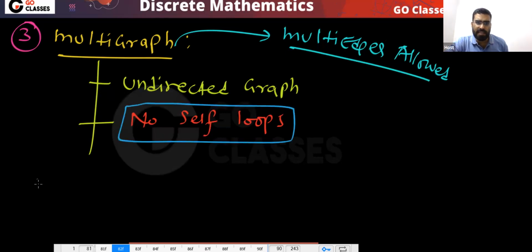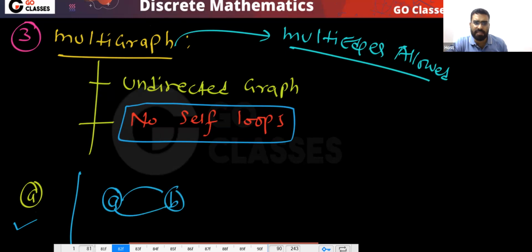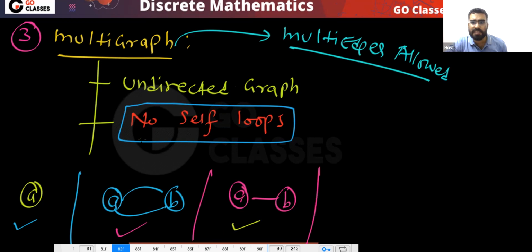So for example, is this graph a multigraph? Yes, this is a multigraph. No self loops. This is the definition of a multigraph. This type of graph you call a multigraph. Is this a multigraph? Yes, this is also a multigraph, because multi edges are allowed. It does not mean that you have to have them. It is allowed, not mandatory.